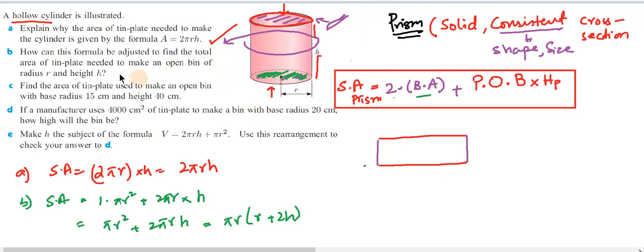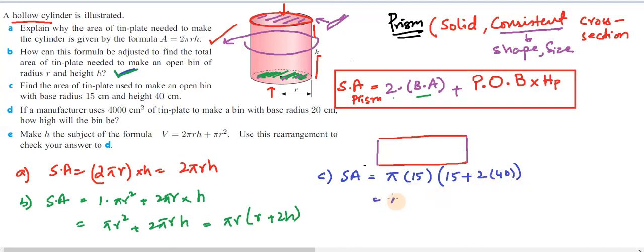Up next is: find the area of the tin plate used to make an open bin with a base radius 15 and height 40. So this is quite straightforward. You have already devised a formula for an open bin, and you just need to plug in the values for an open bin which has radius 15. So it's pi times 15 bracket 15 plus 2h, and the height is 40.